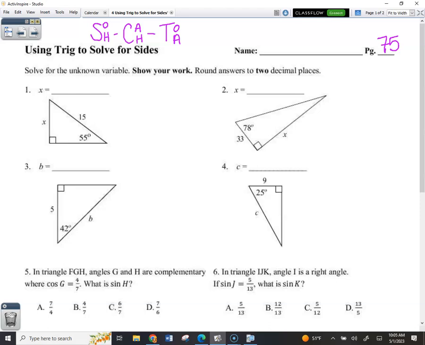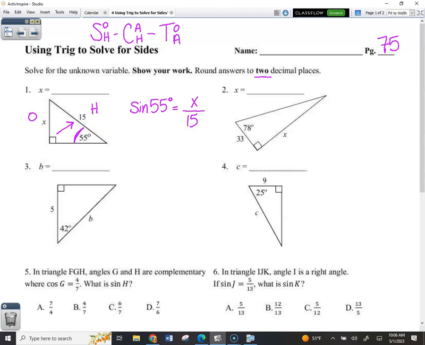Looking at the first 4. Solve for the unknown variable, show your work, go to 2 decimal places. If you recall from last week, the first step in the process is labeling your triangle so that you know what trig function you're working with. You should have found this to be which one? Sine. Set up your trig function. That means trig, angle measure, equals fraction bar. Plug in the fraction based on the formula for sine. It's opposite over hypotenuse. Every single one of you should be writing that down.